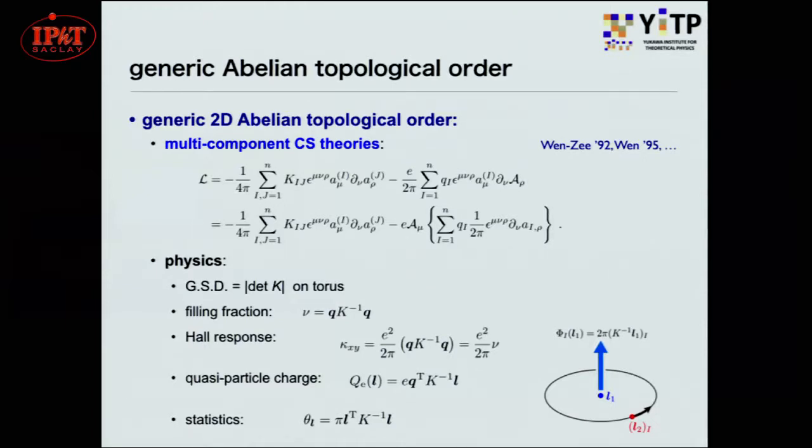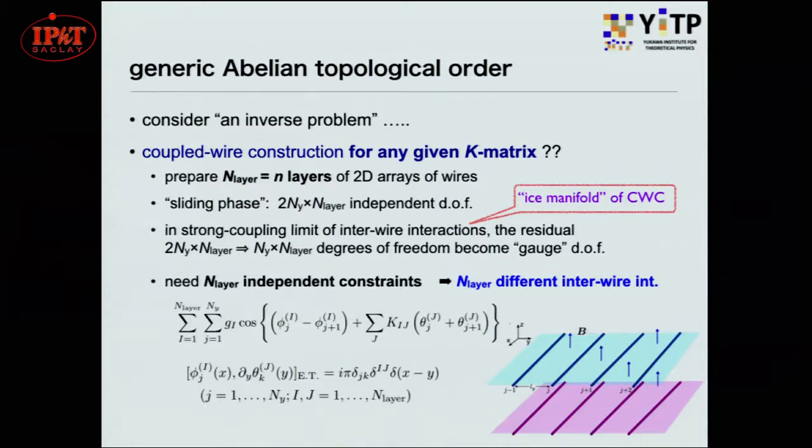Within this framework of Chern-Simons theory, we can get the topological ground state degeneracy, which is given by the absolute value of the determinant of K. And also we can give the Hall conductance in terms of the K matrix and the charge vector Q. And the whole response is given by this, and so on. So everything is fine. Now, let me ask: is it possible to find a coupled wire construction for this K matrix Chern-Simons gauge theory? The answer is yes.